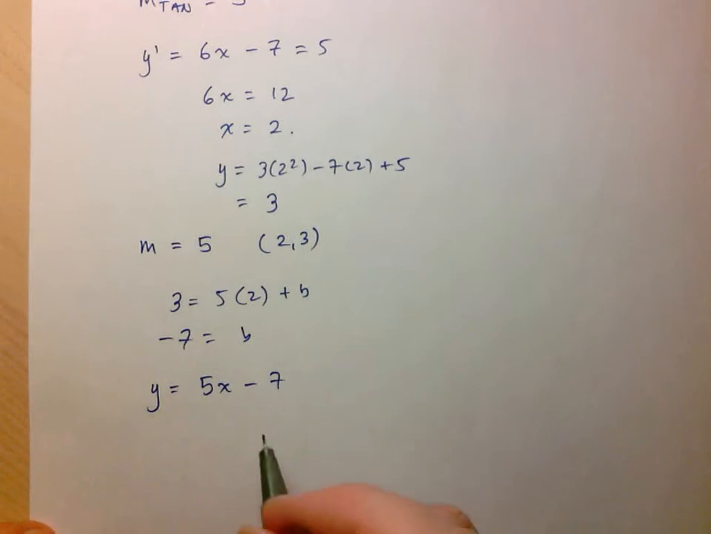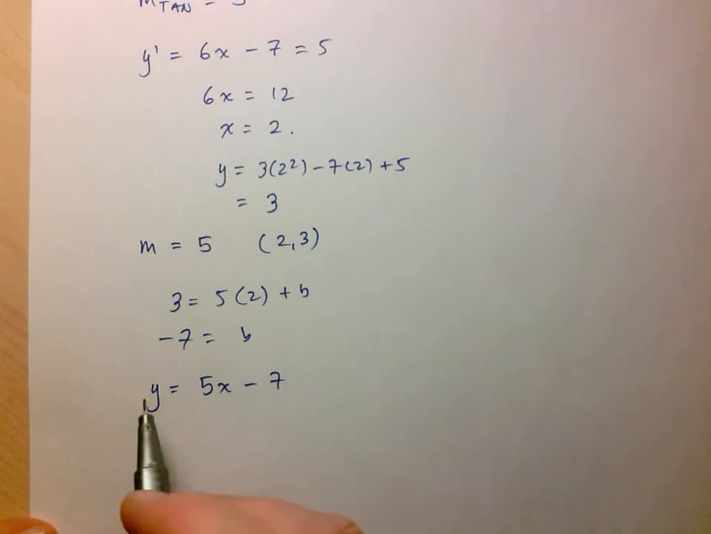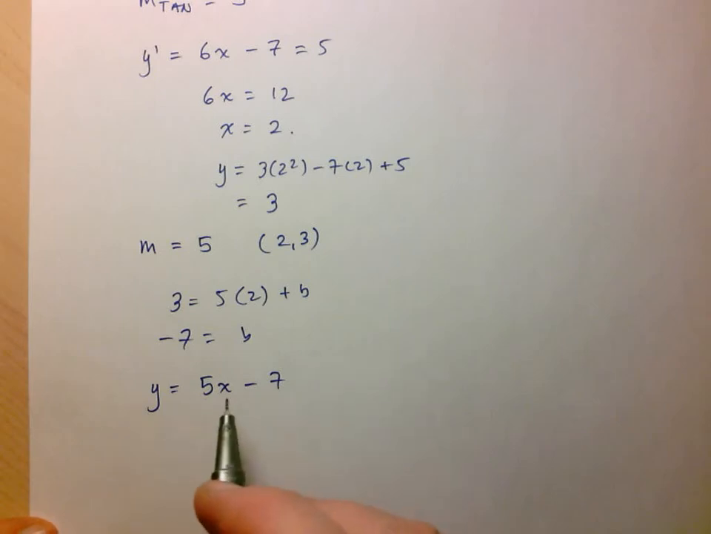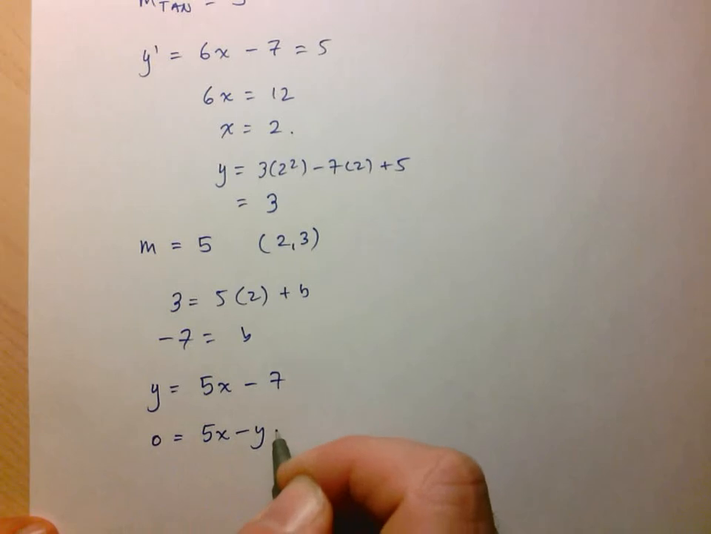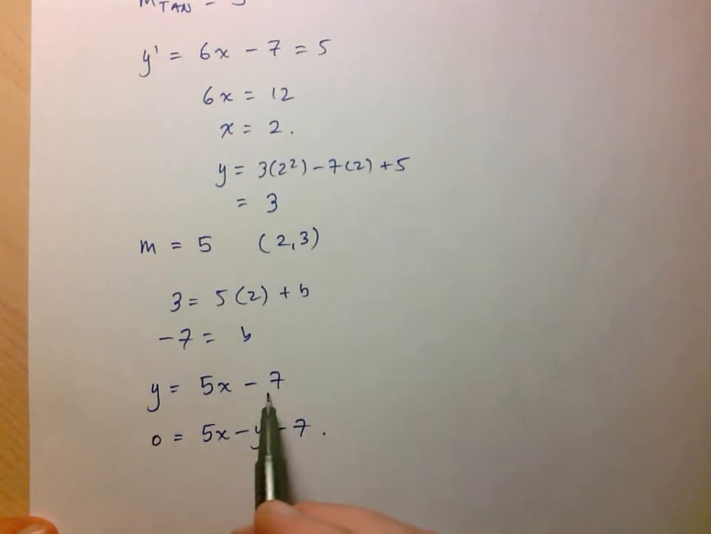Now the textbook does seem to like putting this into standard form. So remember, putting in standard form, just bringing everything to one side, and if at all possible keeping all the coefficients as integers if you can. And in this case here, that's pretty easy to do. So we've just got 0 equals 5x minus y minus 7. Okay, but I'm perfectly fine with you leaving it in this form.